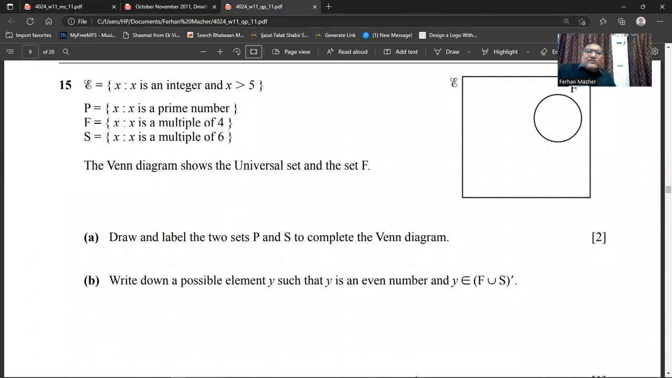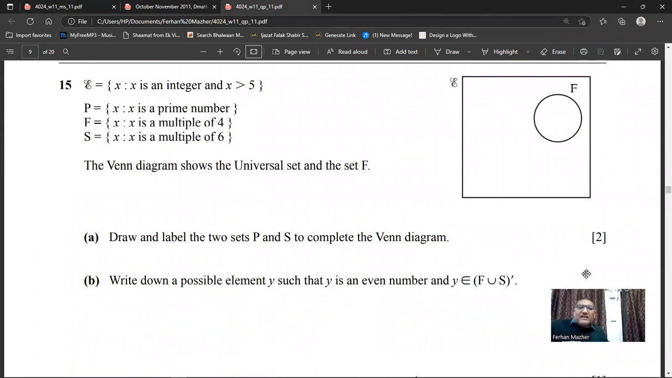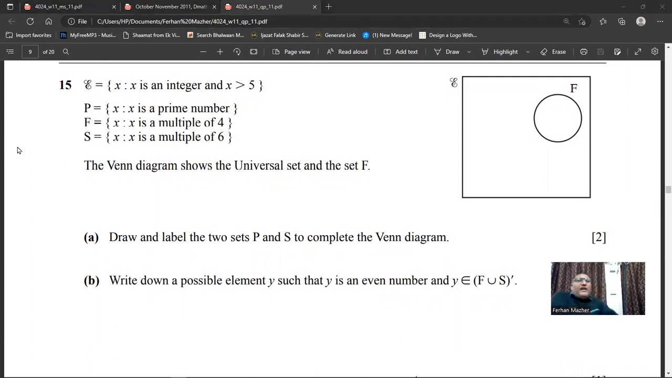Now we are on the next question. The next question is of 2 marks, and it says, here we have the universal set. The universal set is x such that x is an integer and it is more than 5. And we have the set P, which is x such that x is a prime number, and F is x such that x is a multiple of 4, the table of 4, and S, which is x such that x is a multiple of 6, the table of 6.